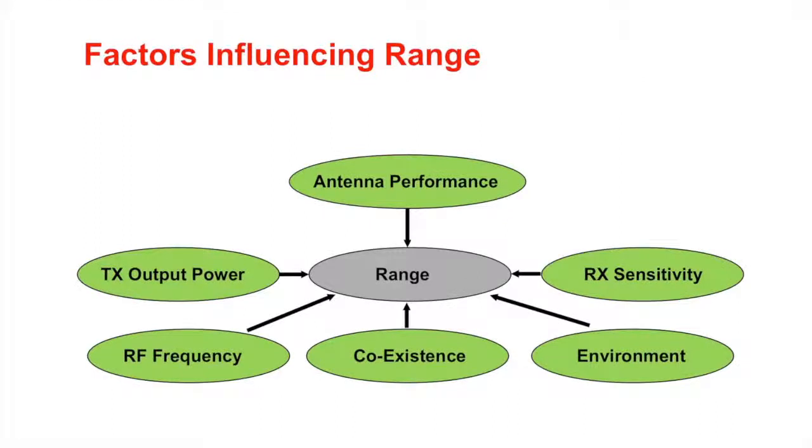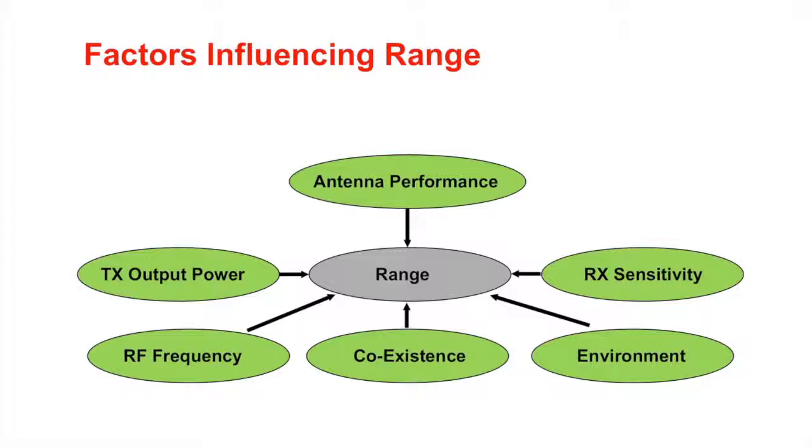Range is an important parameter in most wireless applications, and there are several factors that may impact the range. Antenna performance, transmitter output power, and receiver sensitivity are important for range. Other factors are coexistence and environmental conditions. Coexistence is the receiver's ability to perform well in hostile RF surroundings. Environmental factors include obstacles like walls, trees, etc., that will absorb part of the RF energy. The RF frequency also plays an important part in range.